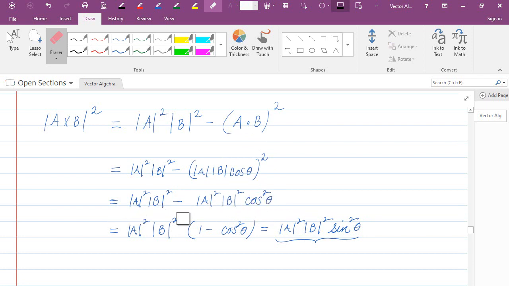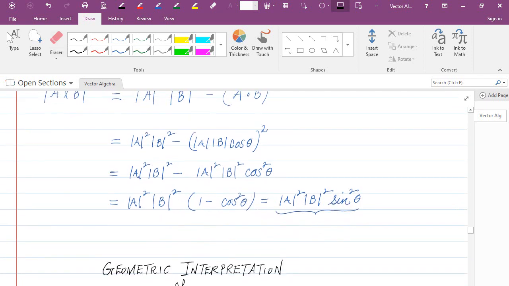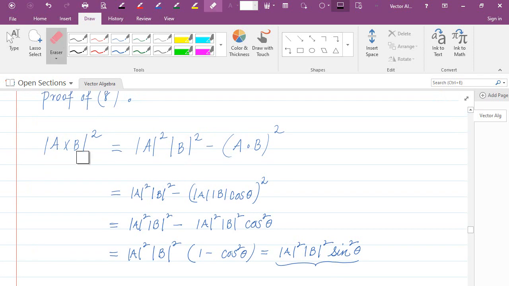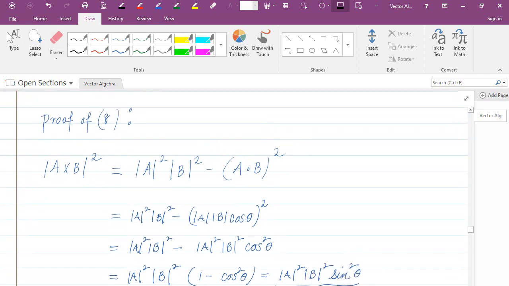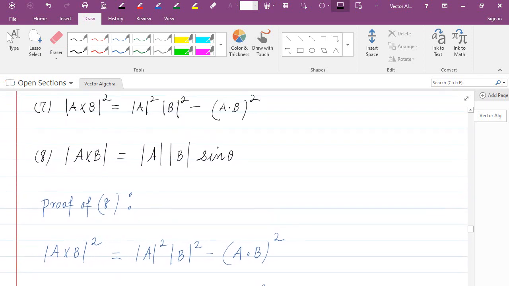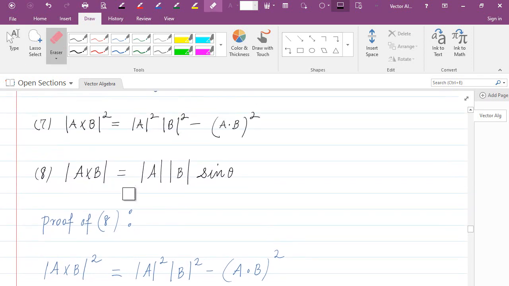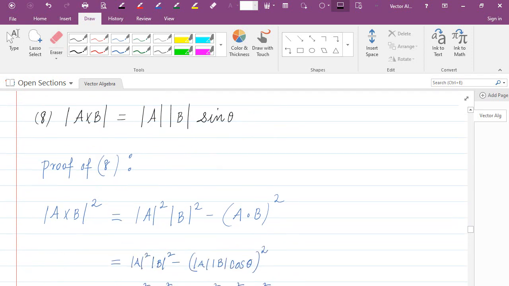You see that we can factor out length of a squared times length of b squared. If we do that, we get 1 minus cosine squared of theta. But 1 minus cosine squared theta is the same as sine squared of theta. So what we are getting is that the length of a cross b squared is equal to length of a squared, length of b squared times sine squared of theta. And then if we take the square root, we see that the length of a cross b is equal to length of a times length of b times sine theta.